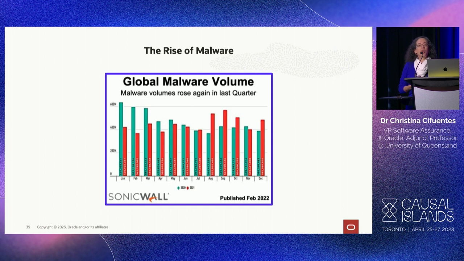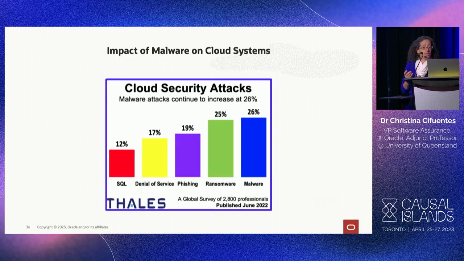Now, at the same time, we know that malware is on the rise. The volume of malware keeps going up and up. This is very recent data, from February last year, posted by SonicWall. And you can see significant volumes of malware happening these days. Now, at the same time, you have your cloud systems. With cloud systems, clearly the attack surface has increased, but malware is also another way of attacking these systems. So it's not only vulnerabilities now, it's also all of this malware.